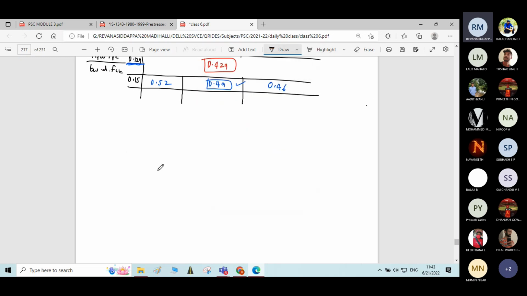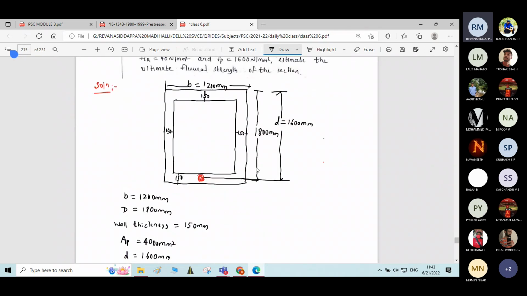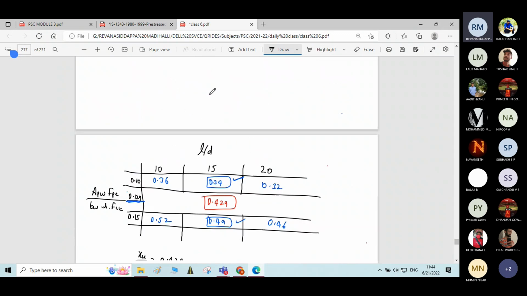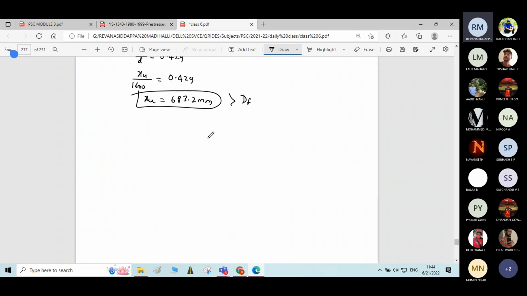Let me take that value here for further calculation. XU by D is equal to 0.429. Effective depth is known. XU by 1600 is equal to 0.429. Therefore, XU is equal to 683.2 millimeter, which is greater than depth of flange. In most cases for box sections, the neutral axis lies in the web only. So 150 is the thickness of the flange. XU is 683, which is greater than 150, which means the depth of neutral axis lies within the web only. Hence, the assumption is correct.